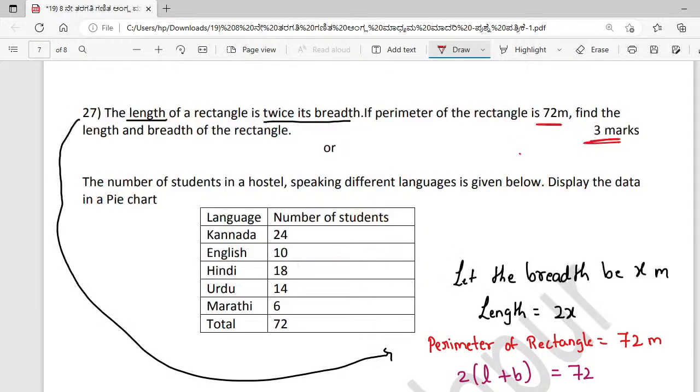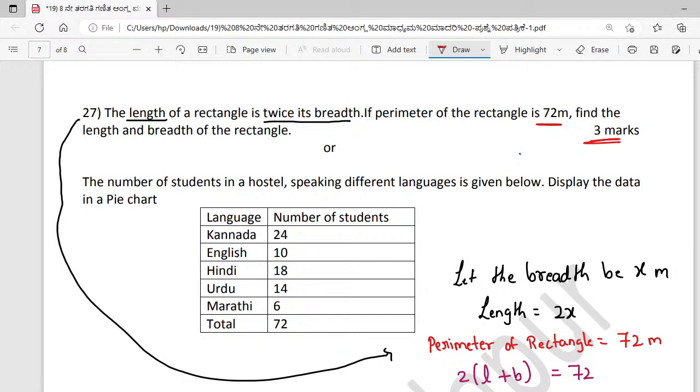Okay, so it's not 26, it's the 27th question. As for 26, we skipped that part because it is related to construction, so we skipped that 26th question. And this is the 27th one. In that, the first one we did. The second one, they are asking to draw the pie chart.